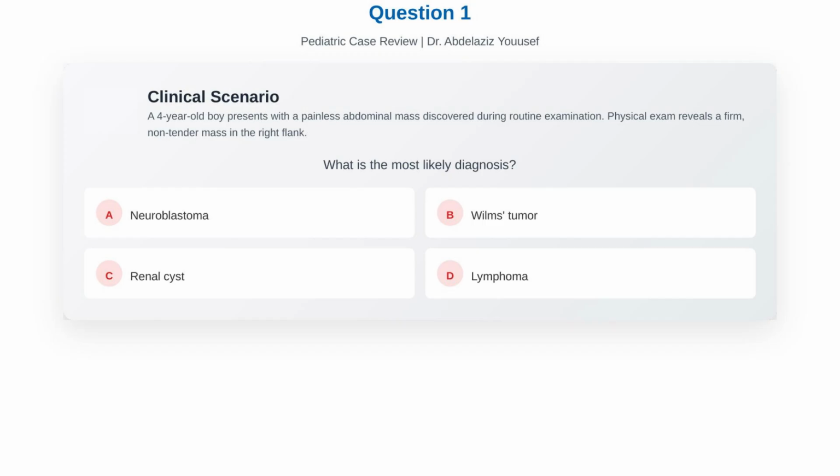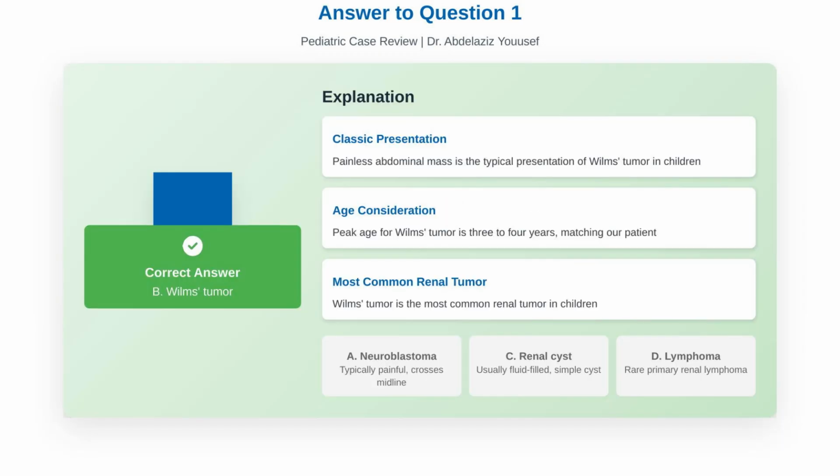Consider the age of presentation, the nature of the mass, and the most common renal tumor in this age group. The painless nature of the mass and the age are important clinical clues to guide your diagnosis. The correct answer is B, Wilms tumor. Wilms tumor typically presents as a painless abdominal mass in children aged 3 to 4 years, which perfectly matches our case. It is the most common renal tumor in children.